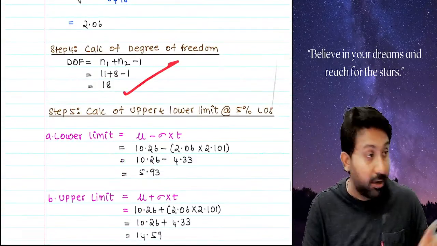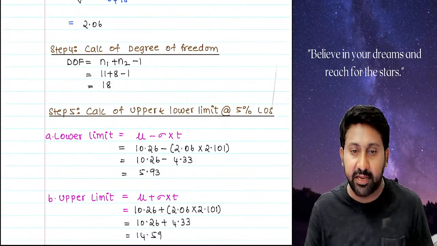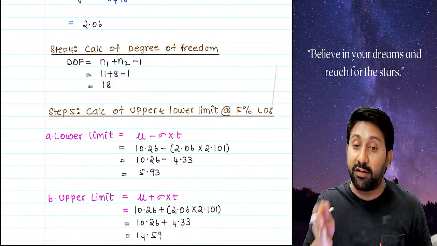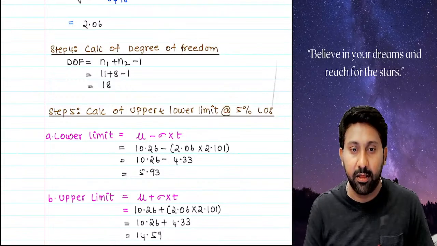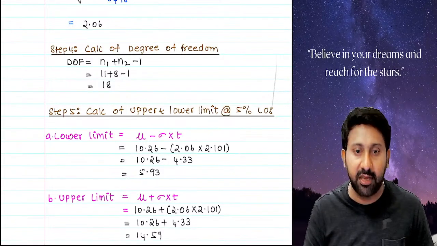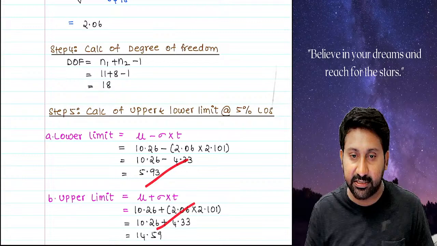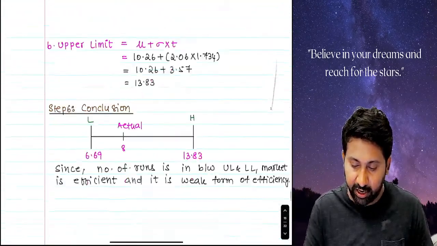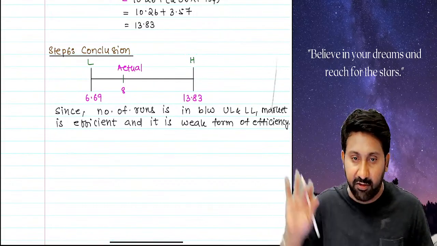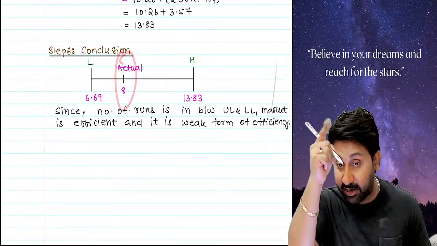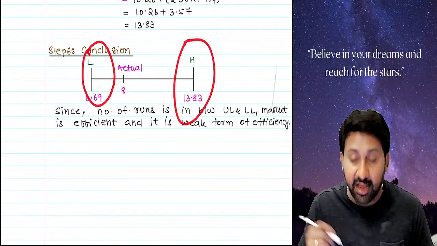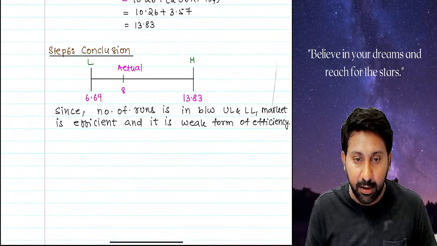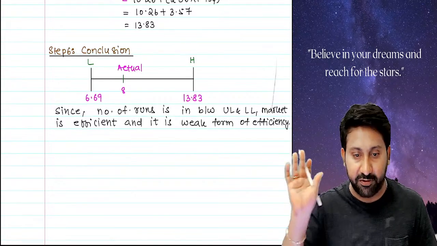Degrees of freedom is 18. We have to calculate the lower and upper boundary so we know whether our number of runs is between them or not. Lower is mu minus sigma into t, higher is mu plus sigma into t. What is t? The t value for 5% level of significance will be given in the question. For 10%, the final answer: actual number of runs is 8, lower is 6.69, higher is 13.83. Since the number of runs is between the upper and lower limit, the market is efficient. It is a weak form of efficiency.